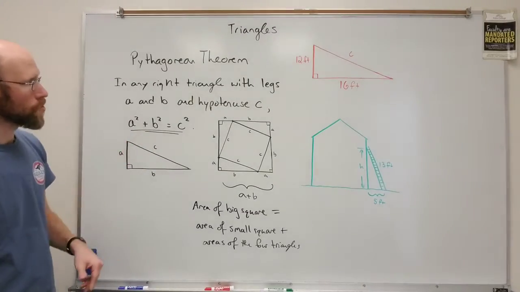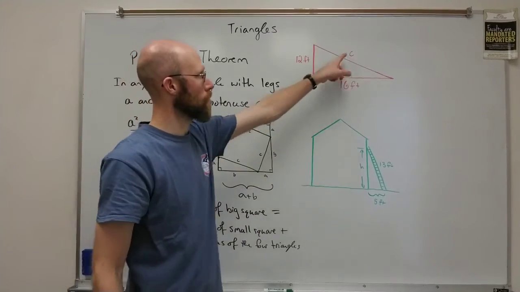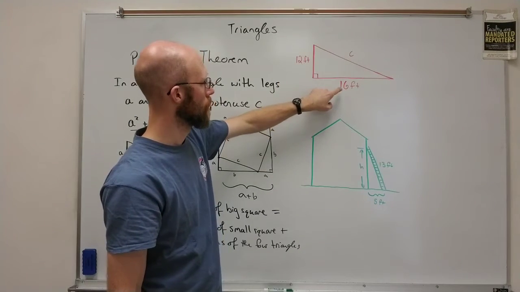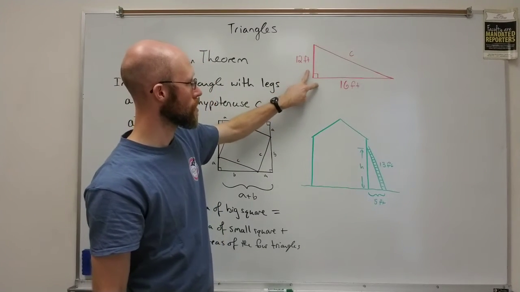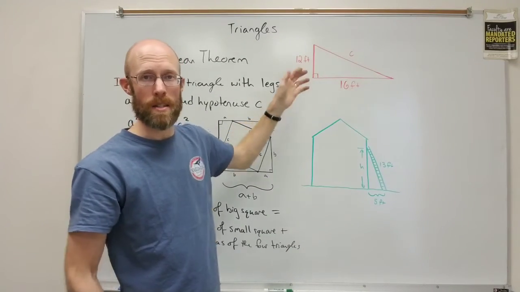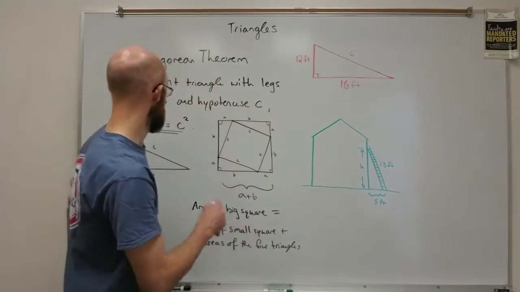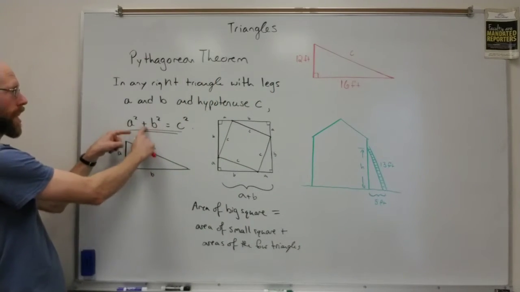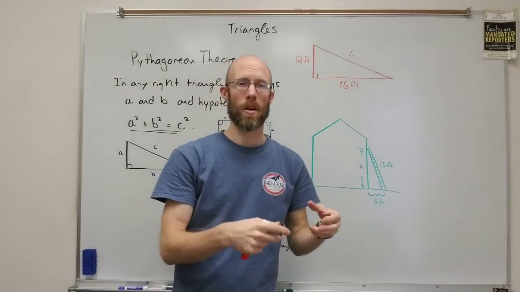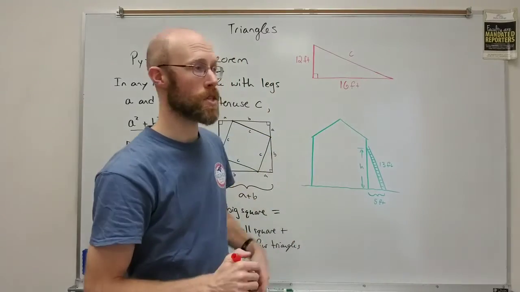But this formula is very useful. Again, we can find the third side of any right triangle if given two of the other sides. So here's an example where I have a right triangle. I have the two legs, which again are the sides adjacent to the right angle, or the two sides that essentially make up the right angle. If I square those two sides and add them together, I'll get the square of the other side, the hypotenuse, and all I need to do is take the square root at that point to solve for C.